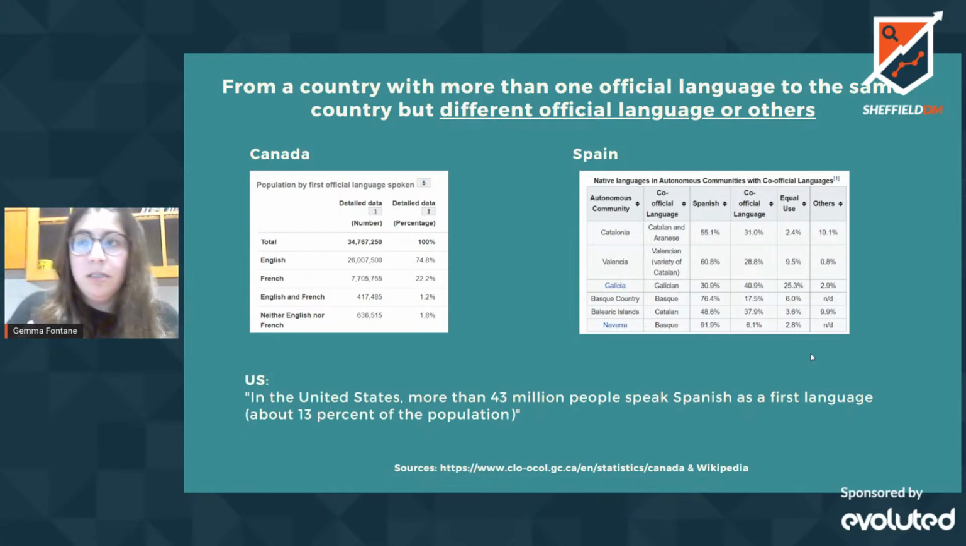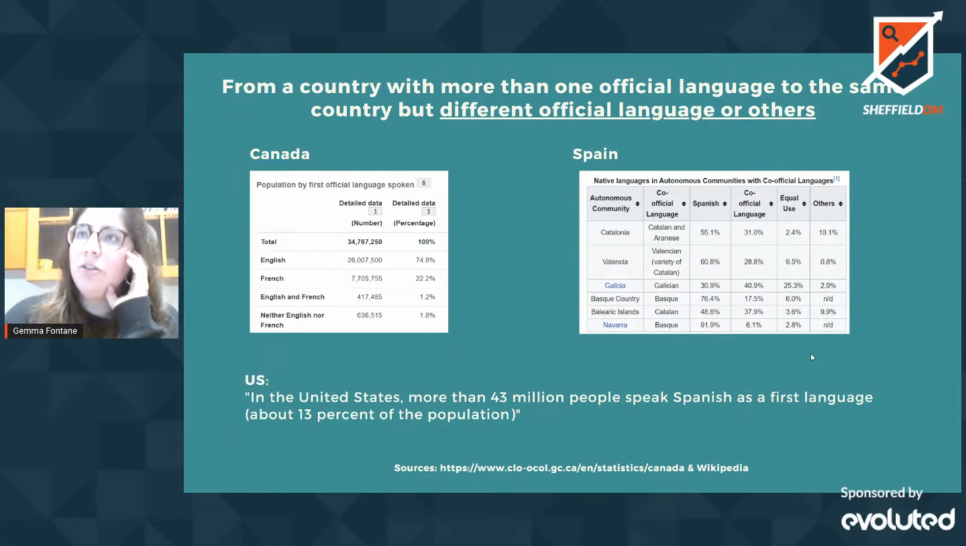Or in Spain, there are 5 official languages. Although it's true that a lot of people in Spain search online in Spanish, we need to take into account that depending on the region, maybe they will search in Catalan or in Basque. So this can help us.